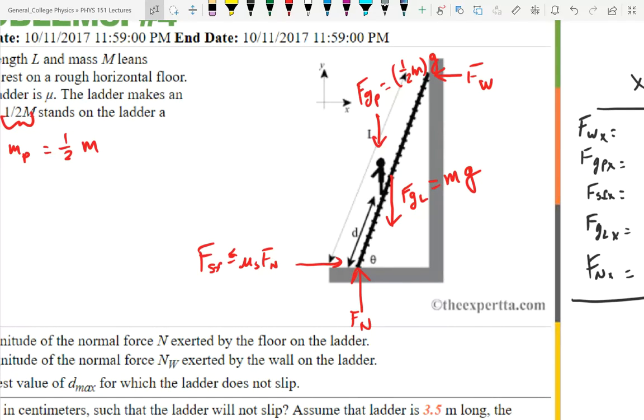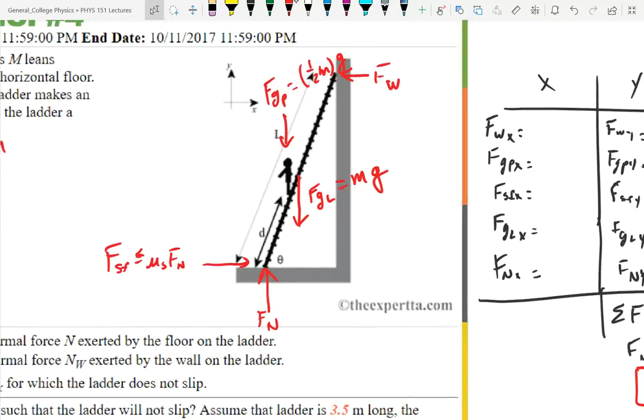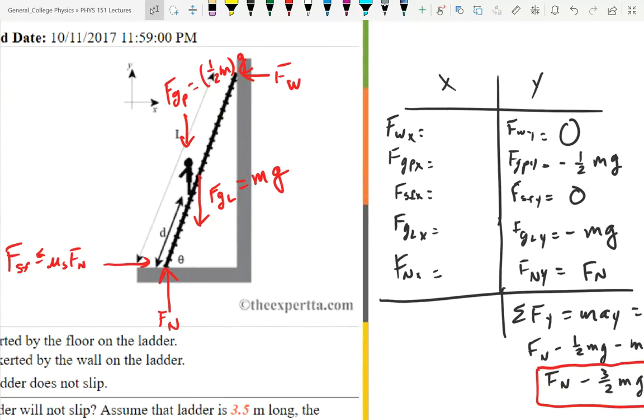I only have 2 horizontal forces, right? If I go through this, I'll leave it in red here. If I do the horizontals, the wall in the x direction is minus force wall. Gravities are 0. Normal is 0. And this one here, I just have less than mu s times force normal.